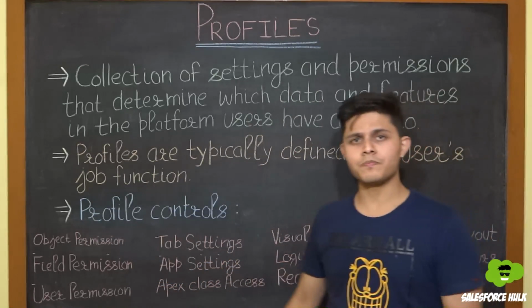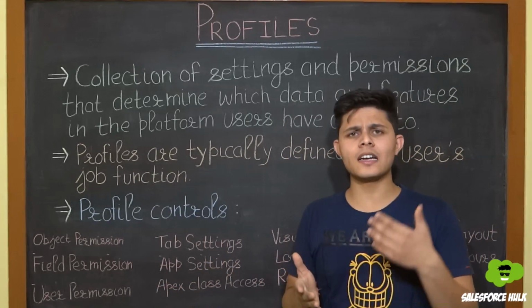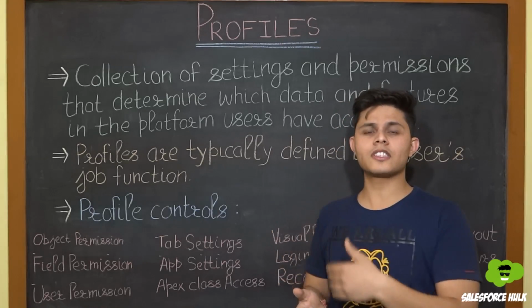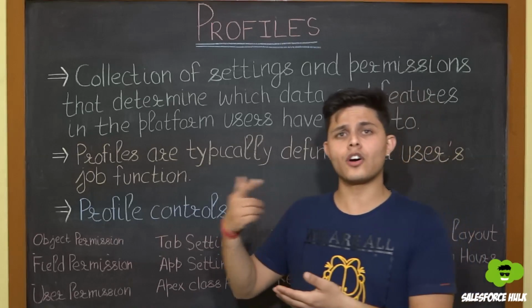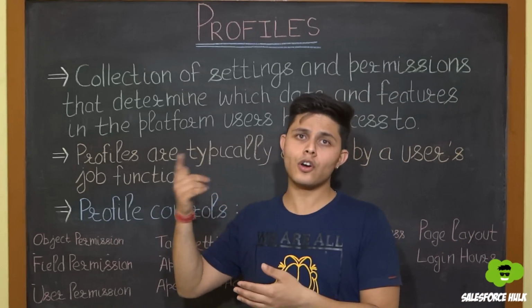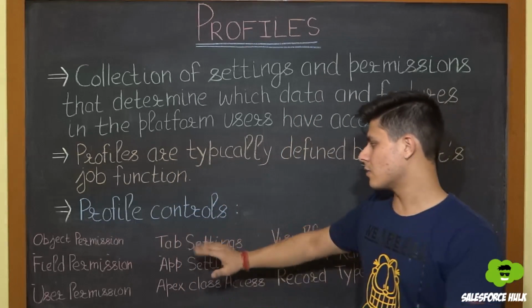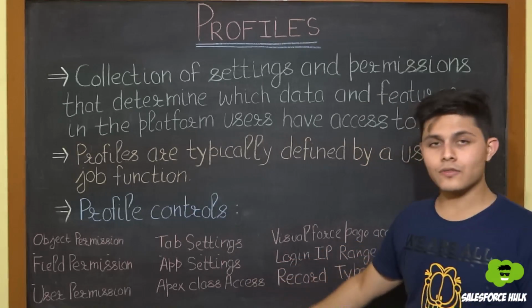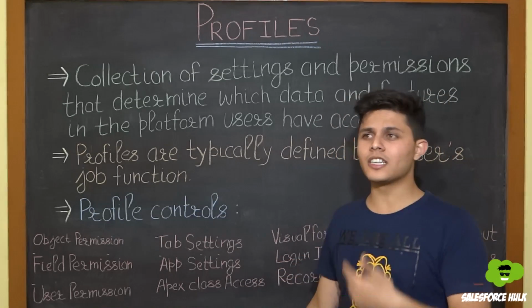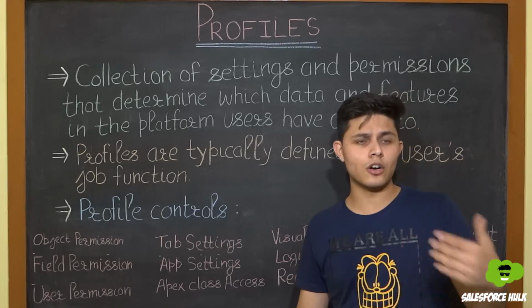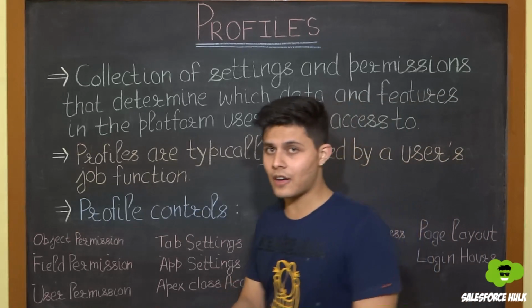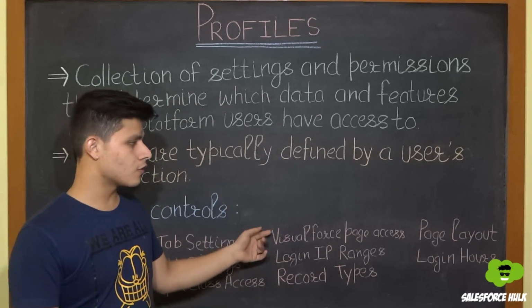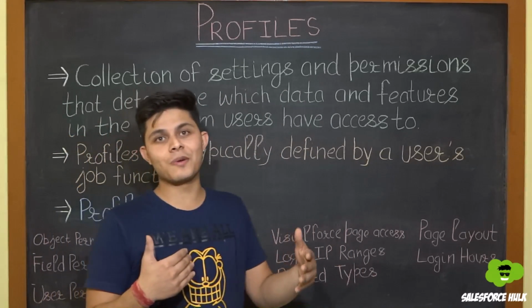Then comes tab settings. In tab settings, we define which tabs they'll be able to see, which tabs they'll not be able to see, which tab's visibility will be default off, which tab's visibility will be default on. All the things we assign over here only. Then comes app settings: which app they'll be able to see, which app will be the default one, and which app they'll not be able to see. Then comes Apex class access, which Apex classes they'll have access to. And then comes Visualforce pages, which Visualforce pages they'll be able to see.